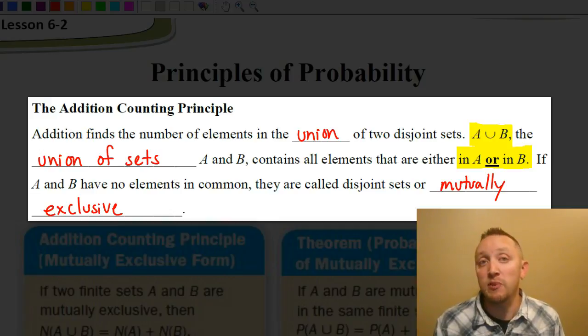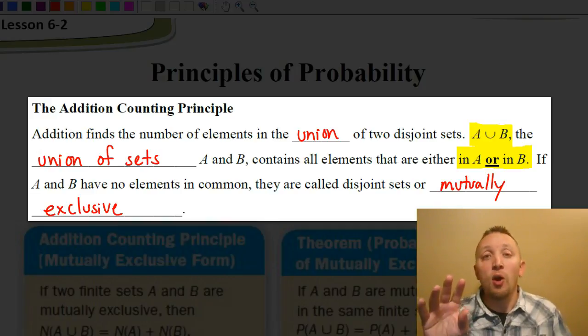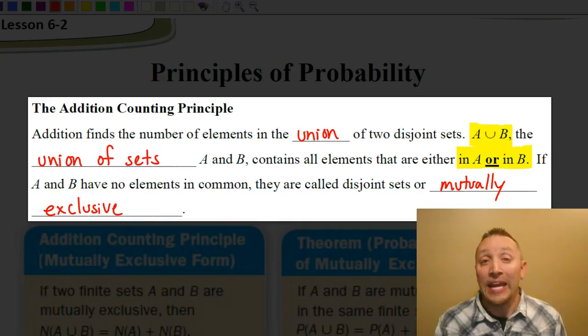We have some symbols to be familiar with. That symbol that looks like a U represents the union of the two sets. So it'd be A union B, or another way to say it is A or B. And "or" is a really important word when we're dealing with probability, because it means that we're looking at one thing or the other. "And" means something completely different. We're going to talk about that later in this lesson.